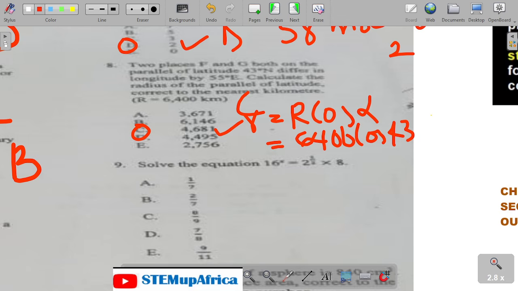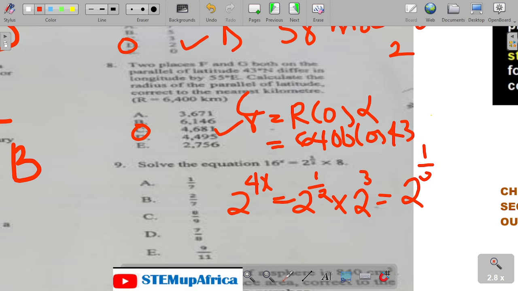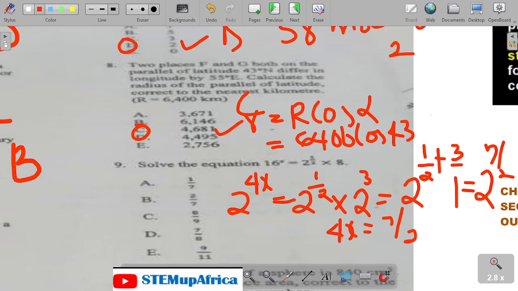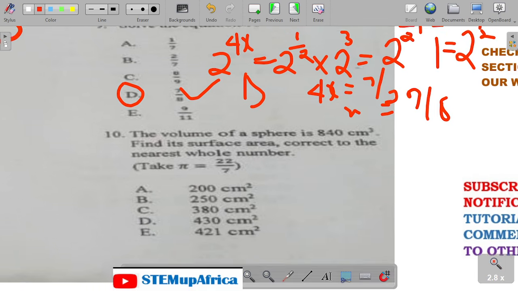Then number 9, so we should solve the equation. So since a factor of 2, I'm having 2 raised to the power 4x equals 2 raised to the power 1 over 2 times 2 raised to the power 3. If I apply the law of indices, I'm having 1 over 2 plus 3 over 1. If I take LCM, 2 raised to the power 7 over 2. So 4x is equal to 7 over 2. So my x is simply 7 over 8, which is option D. Number 9 is D. So let's go to question 10.